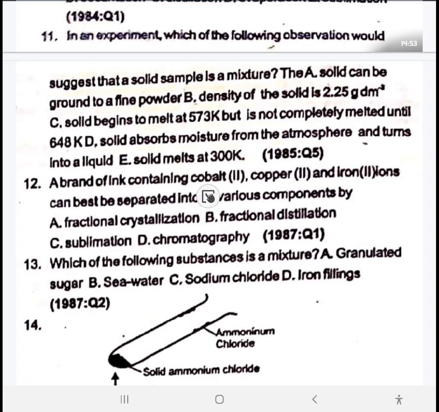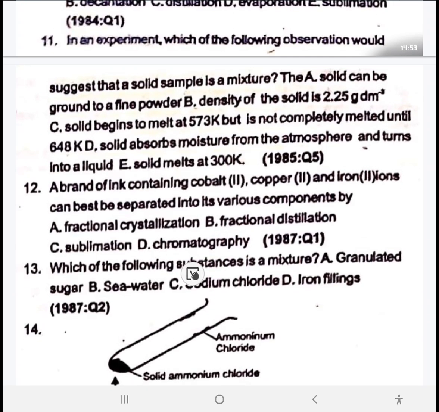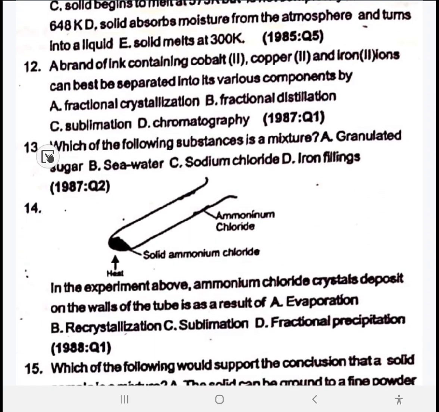12. A brand of ink containing cobalt 2, copper 2, and iron 2 can best be separated by? Whenever you hear colors of ink, you use chromatography, which is option D. It's the best way to separate ink. 13. Which of the following substances is a mixture?